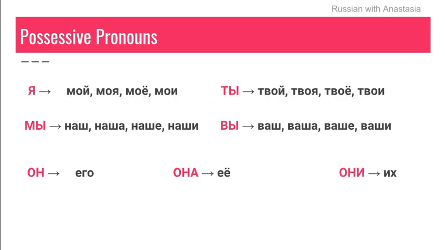Okay, let's review everything we've learned today. So я becomes мой, моя, моё, мои. Ты, твой, твоя, твоё, твои. Мы, наш, наша, наше, наши. Вы, ваш, ваша, ваше, ваши. Он, его. Она, ее. Они, их.